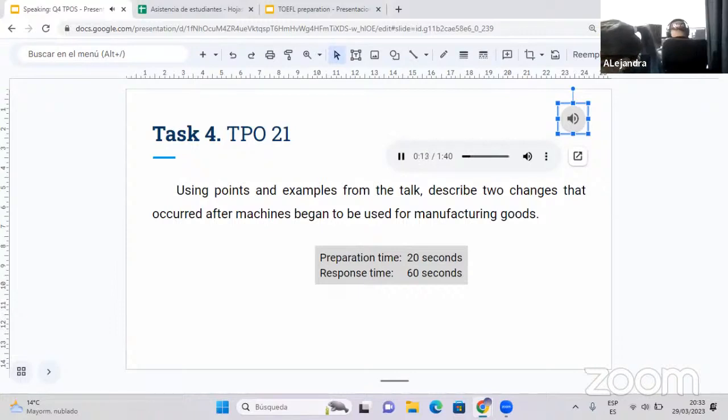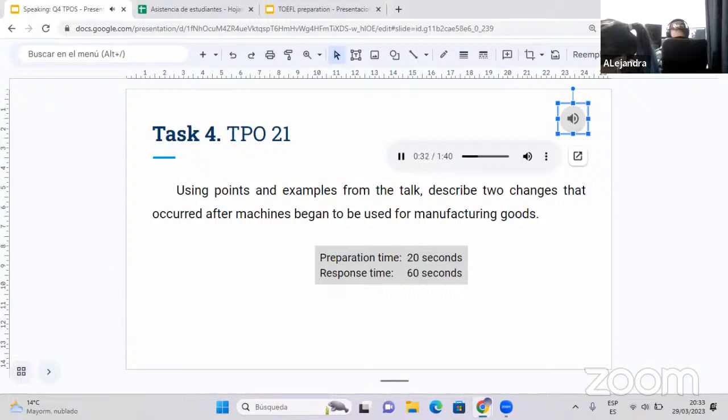Back in the 18th century, in a time known as the Industrial Revolution, some countries, well, England in particular, started using new technology, like steam-powered machines, to produce goods. And the use of these machines brought about some significant changes. Let's go over two main changes that occurred.